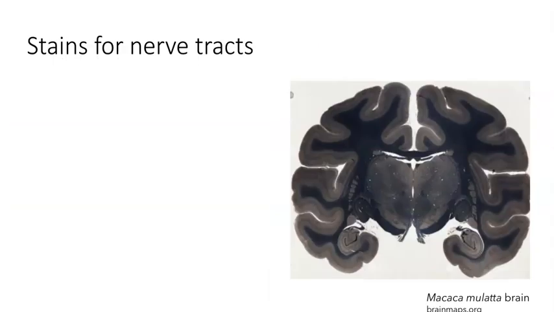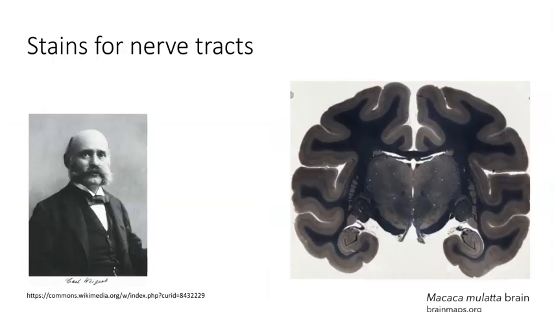There are also stains for nerve tracts, and I'll give you an example of one. This was developed by Carl Weigert, who is a contemporary of Nissl's. He actually was in the same competition. He lost to Nissl. But the stain that he developed is called the Weigert stain for myelin.